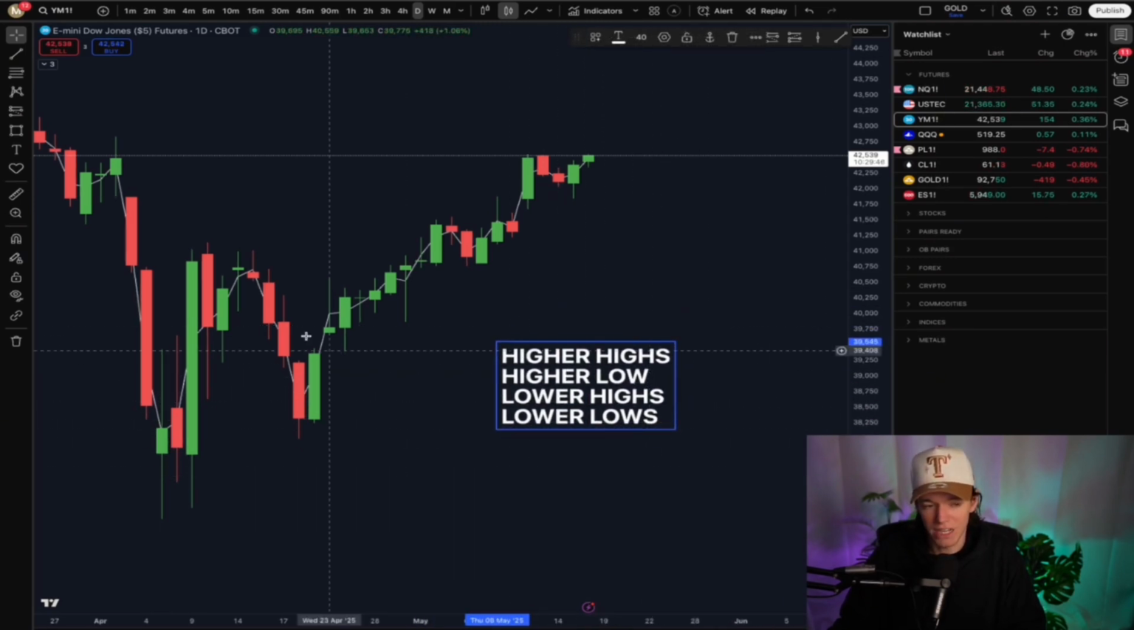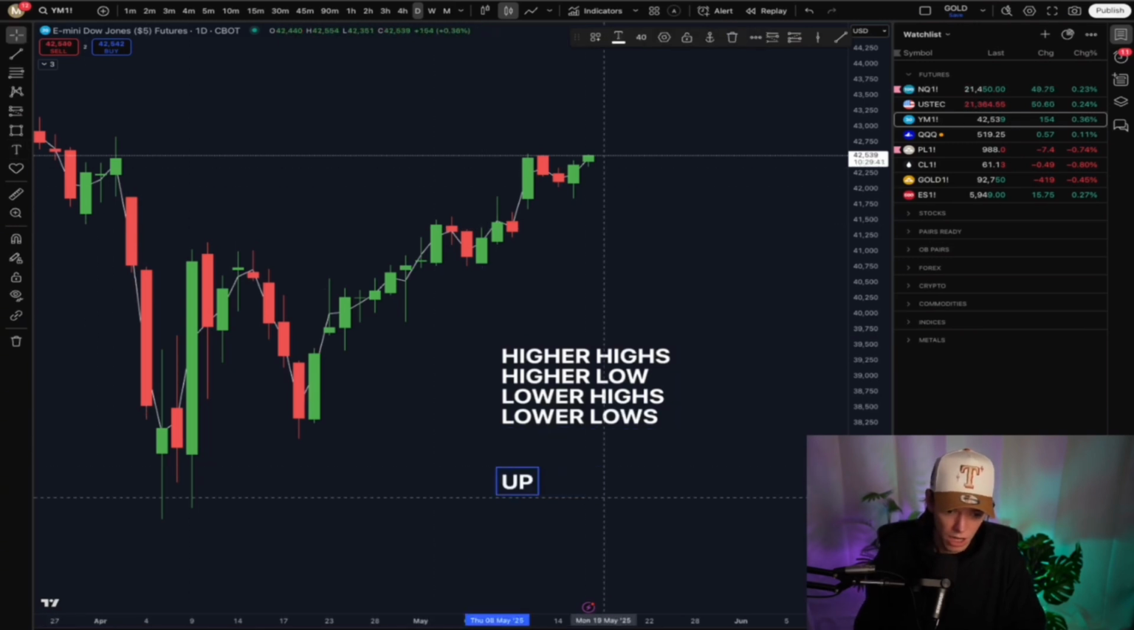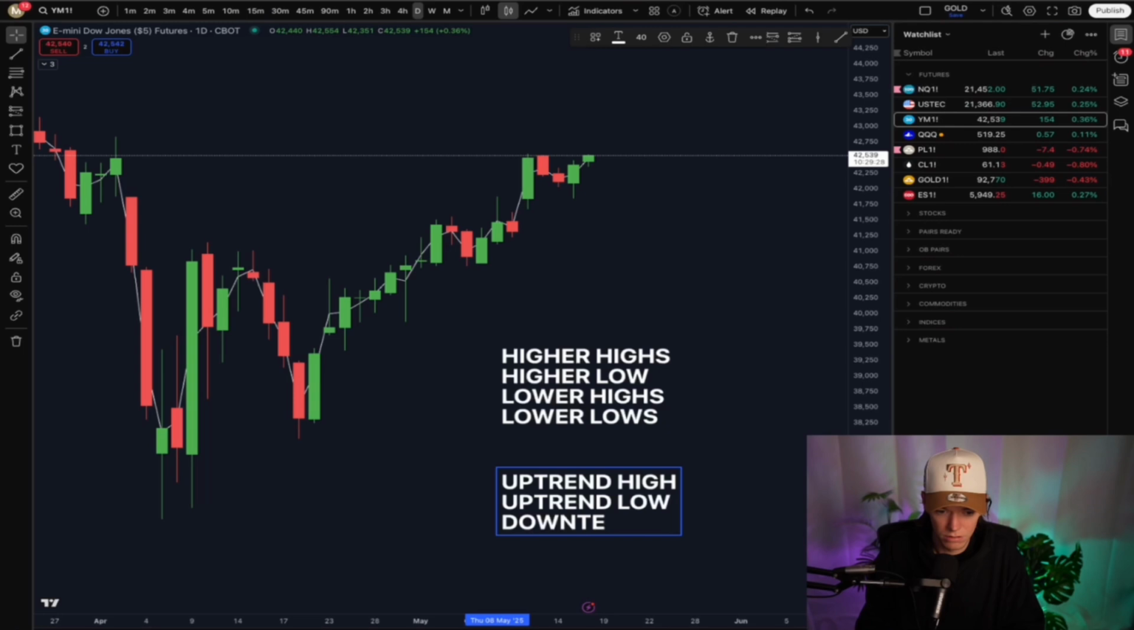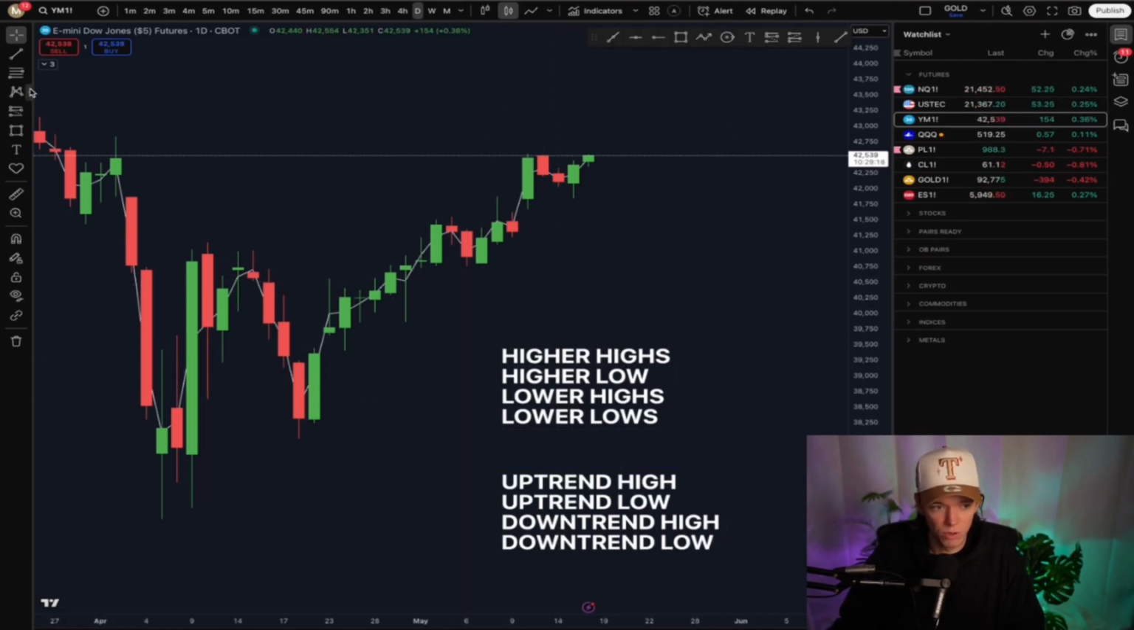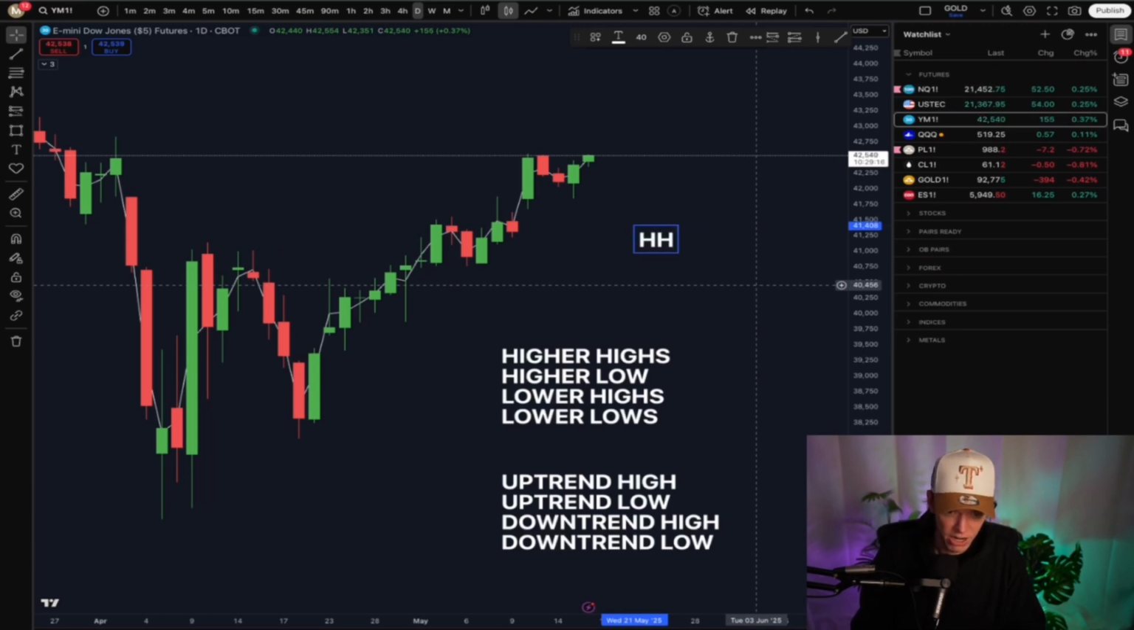I've changed the terms just to help make a bit more sense. We're going to call them uptrend high, uptrend low, downtrend high, and downtrend low. What we were doing earlier was using higher high, higher low, lower high, lower low.